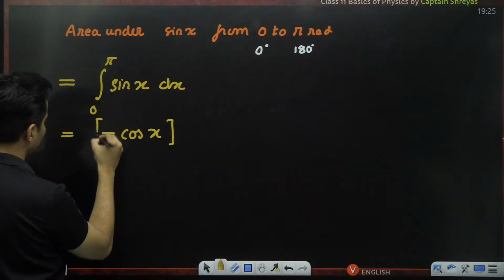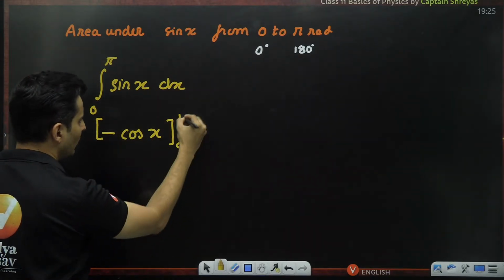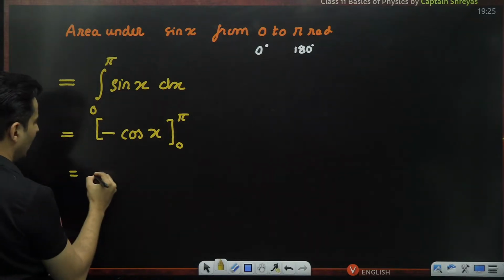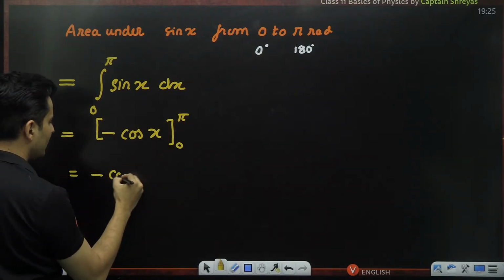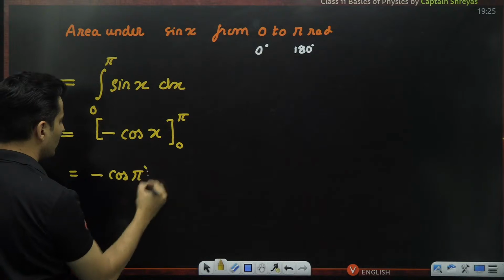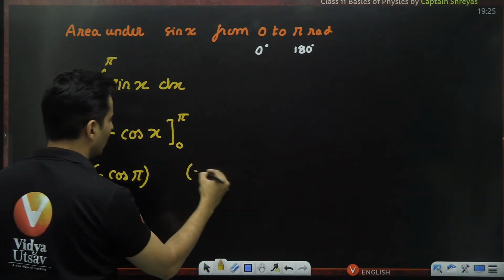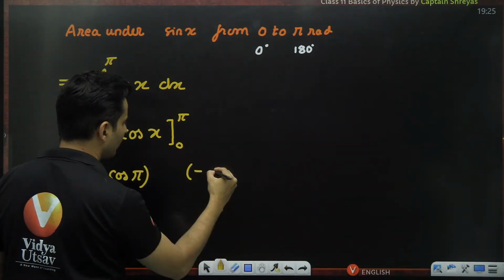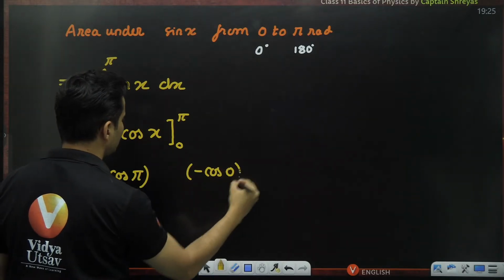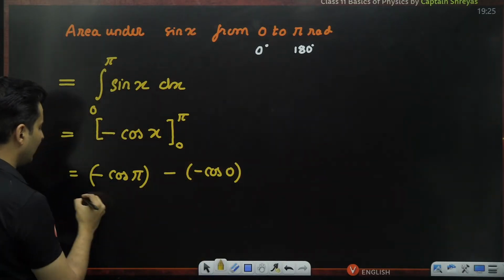Okay, let me put these things over here. This is lower, this is upper. Now, let's put the upper limit first instead of x, so it will become minus cos pi. Then let's put the lower limit, which is 0, so minus cos 0, and eventually subtract them.